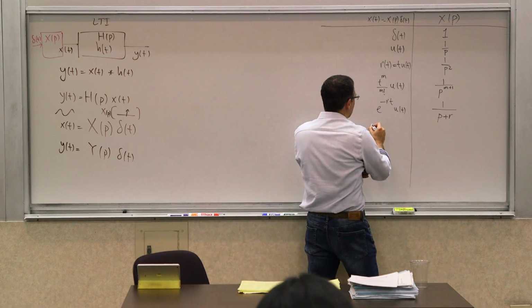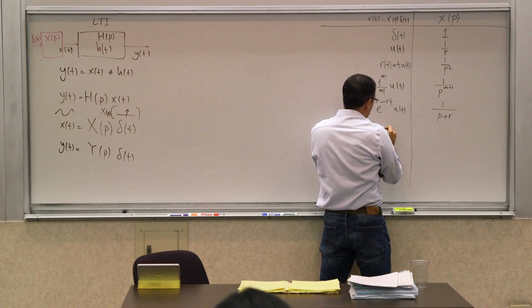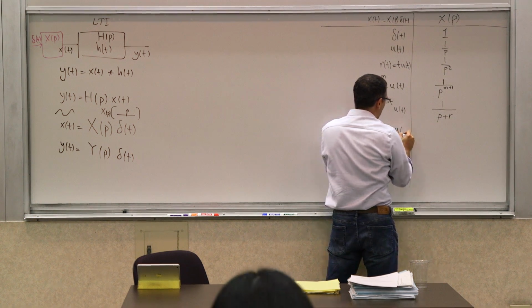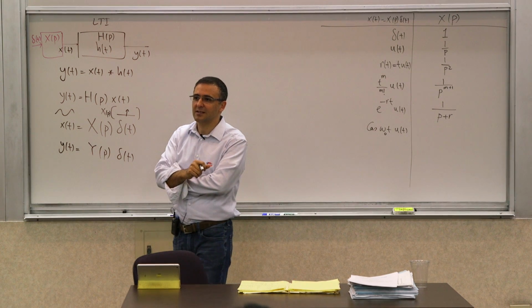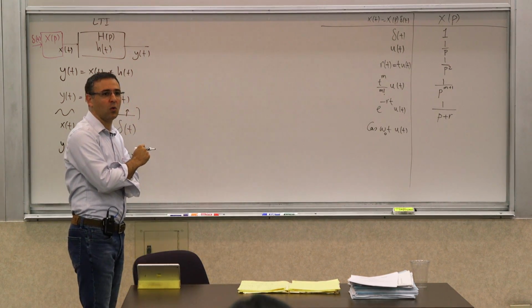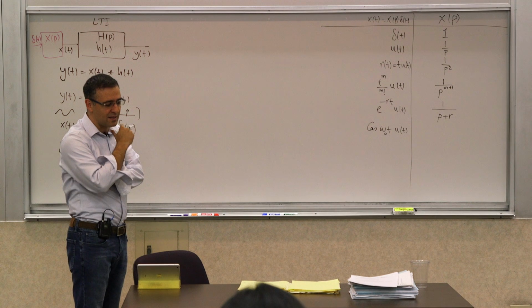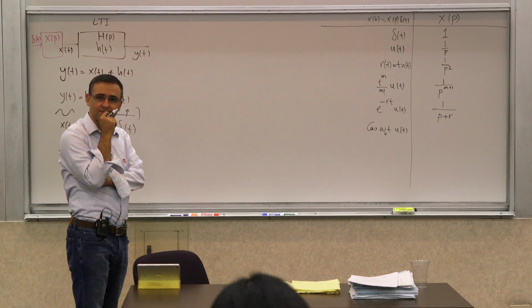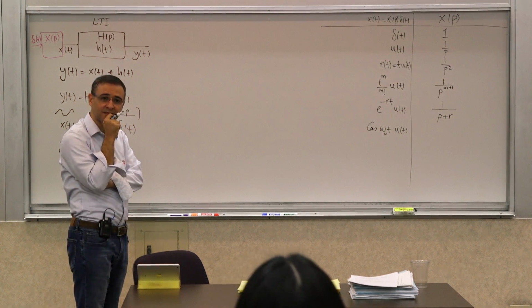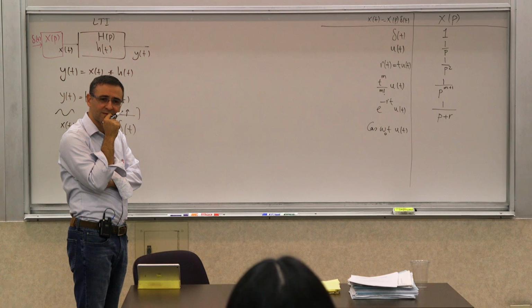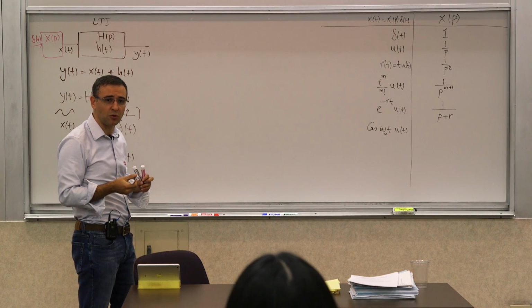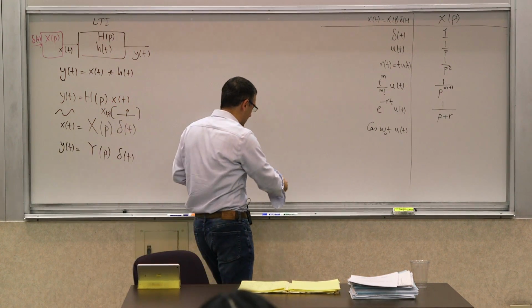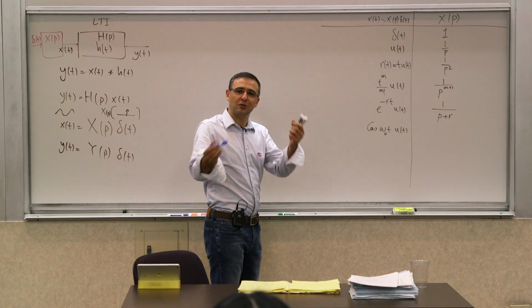So how about something else? Let me just give you something a little bit more interesting: cosine of omega 0 t u of t. What is the operator that generates that off of an impulse? Or what is the system whose impulse response is this? Yes? I don't quite remember the expansion for cosine. Okay, but you would use the expansion for cosine, right? So you know what you need to do.